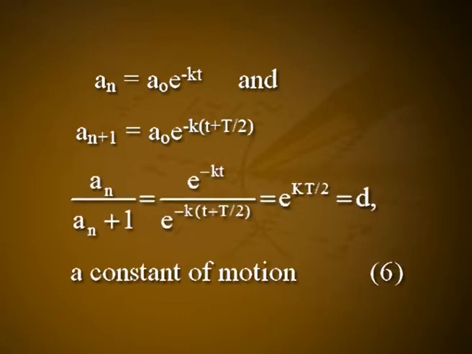An divided by An+1 is equal to e raised to minus kt divided by e raised to minus k into (t plus capital T) by 2, which is equal to e raised to k into capital T by 2, which is equal to d, a constant of motion. Let it be equation number 6, where d is called the decrement, which shows the reduction in amplitude.